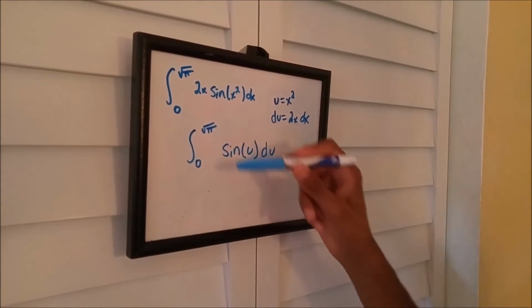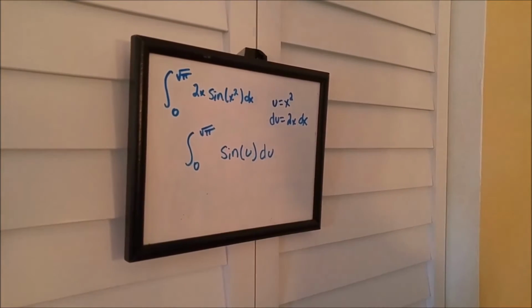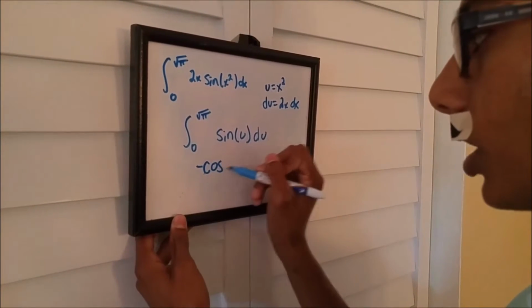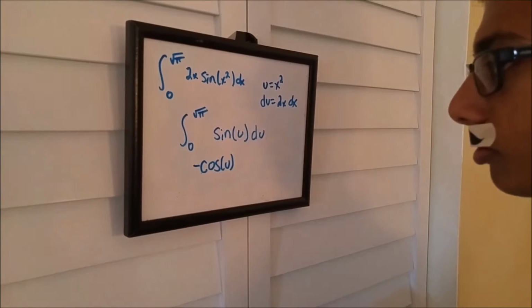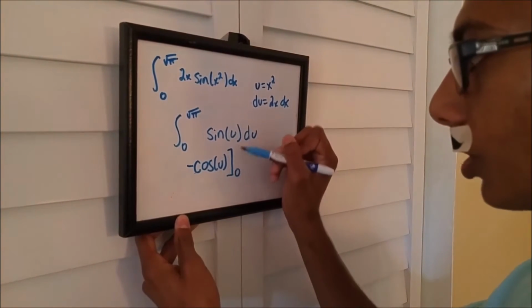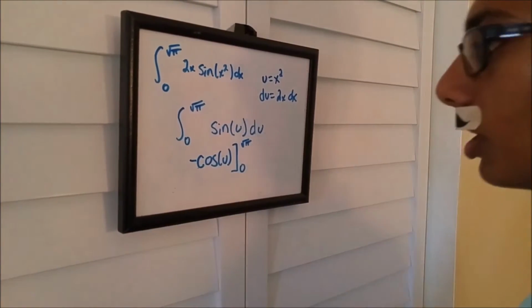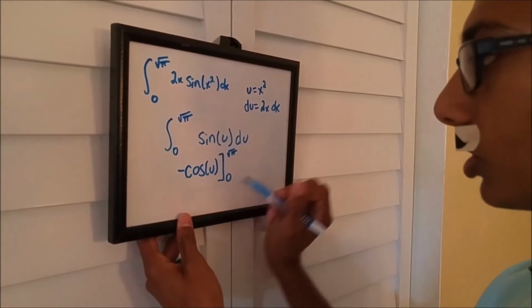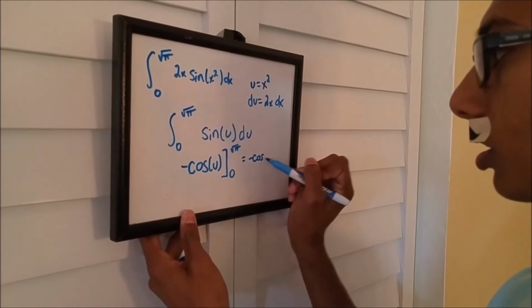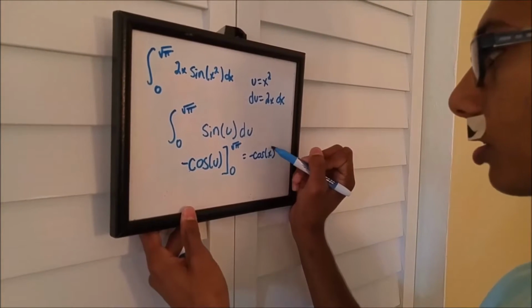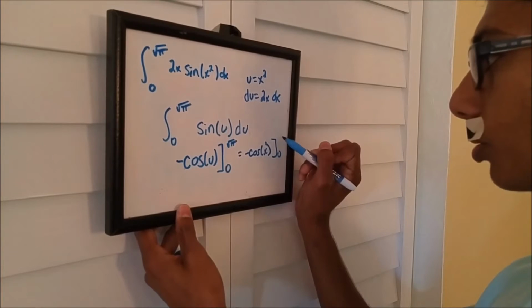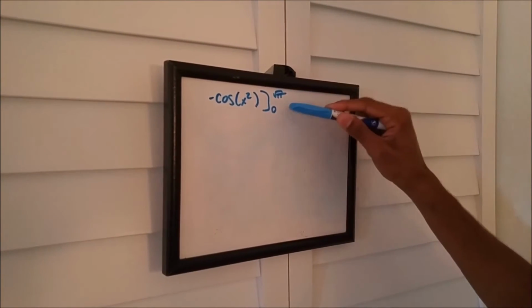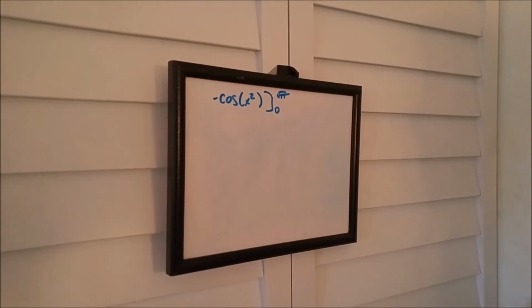Now, since we have our bounds, first we integrate the problem. Integral of sine, as you all know, is negative cosine of u, and we have our bounds, 0 to the square root of pi. So now we plug back in our x for our u, so it is the negative cosine of x squared from 0 to the square root of pi. Now we plug in our defined bounds to x and subtract them to get the answer.